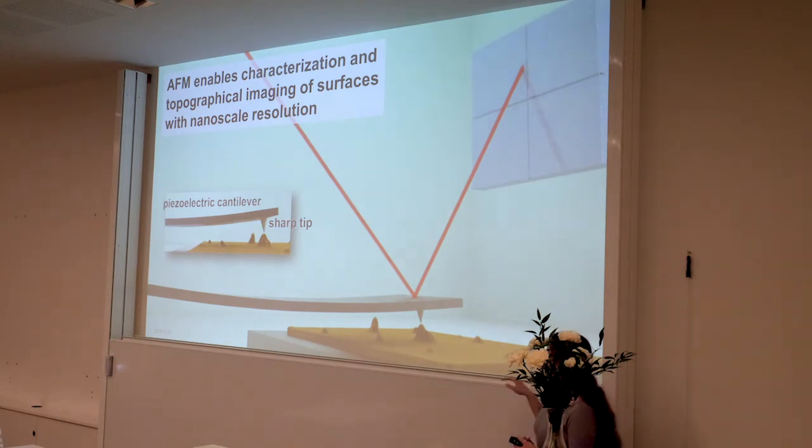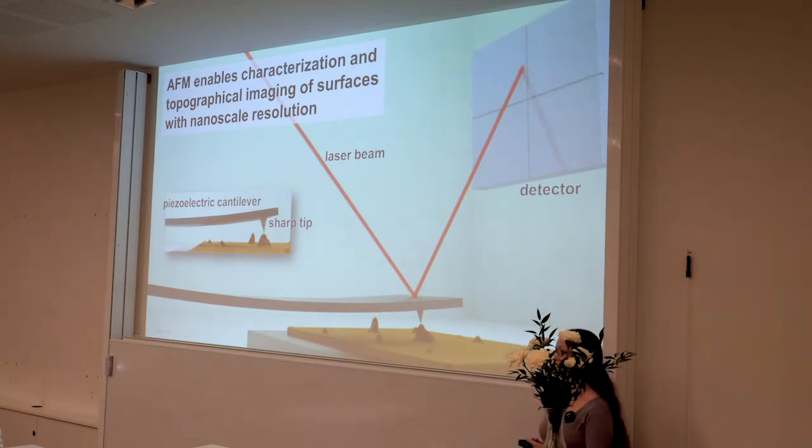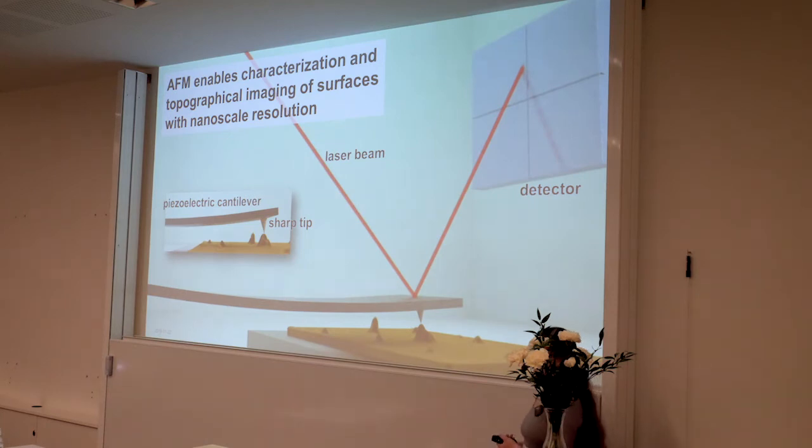And when you scan the surface using this cantilever, it will bend as the tip encounters a topographical peak or valley. And using this laser that is reflected off the back of the cantilever and the place in which it reaches the detector, we can then use this data to get information about the topography of the surface.